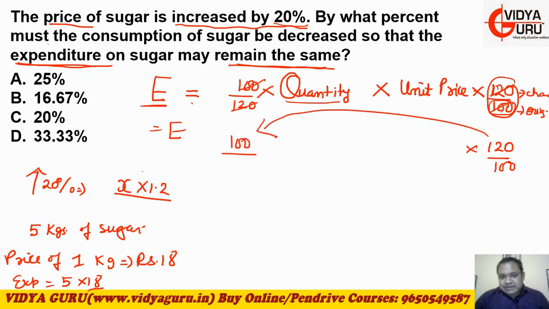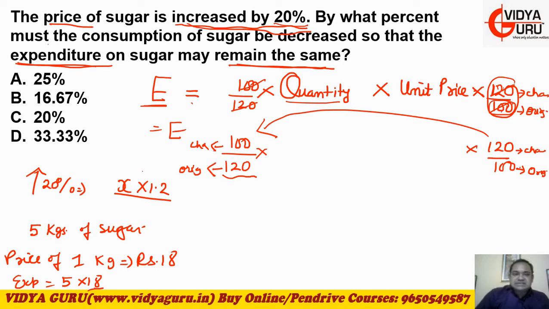The counter effect is that the other quantity gets multiplied by the reciprocal. So here what you have said, increase by 20%. So this is original and this is changed value. So 100 became 120. Same is the case here. This is original and this is changed. So suppose till yesterday you were buying 120 kgs of sugar. So from today onwards you would be able to buy only 100 kgs. So now you can find your answer.